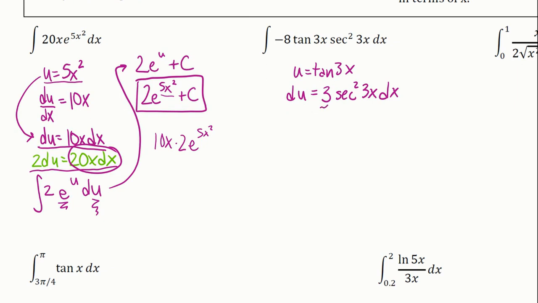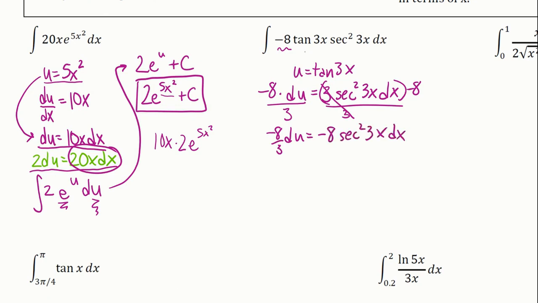Now I have a 3 here, but here I have a negative 8. So how do I turn a 3 into a negative 8? Well, I can multiply by negative 8. And I can also divide by 3. And then I get negative 8 secant squared of 3x dx. So if I have negative 8 over 3 du, that is equal to negative 8 secant squared of 3x dx. What that will allow me to do is replace the negative 8 and the secant squared of 3x dx with negative 8/3 du.